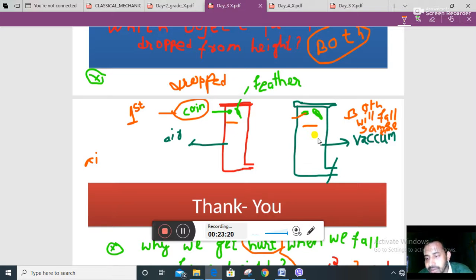So I am ending today's lecture. Just think that air resistance is present on the Earth's surface. If there is air resistance, then two different masses will not fall at the same time. That is not due to different acceleration due to gravity, that is due to air resistance. But in case of vacuum, all different masses will fall at the same time. Thank you for listening.